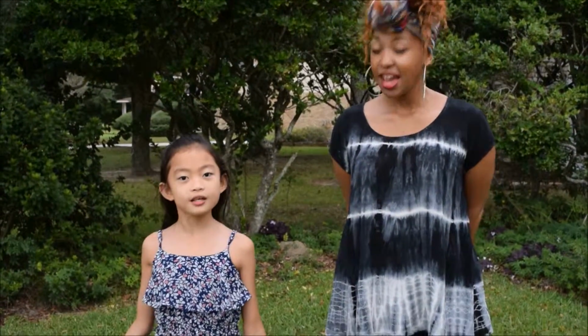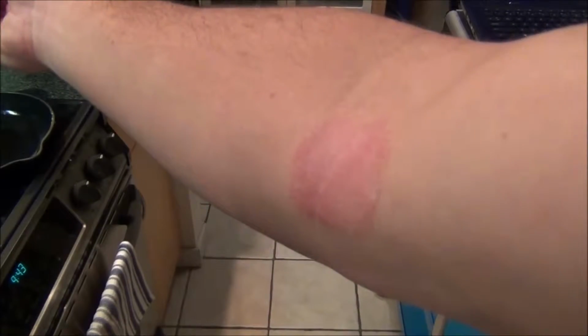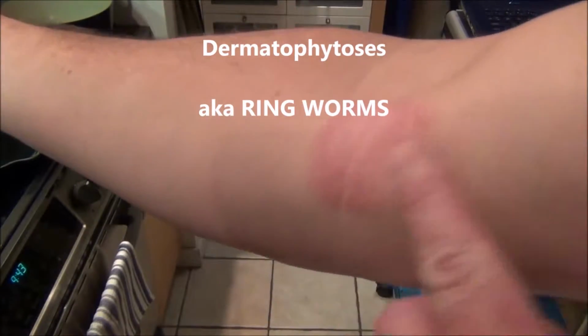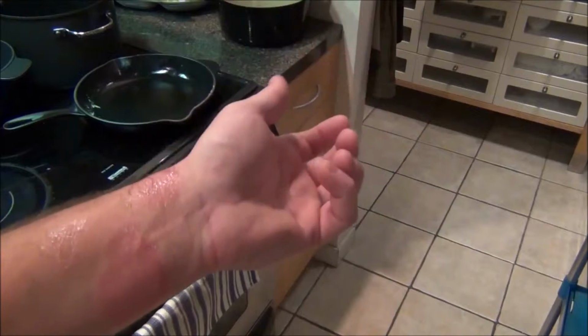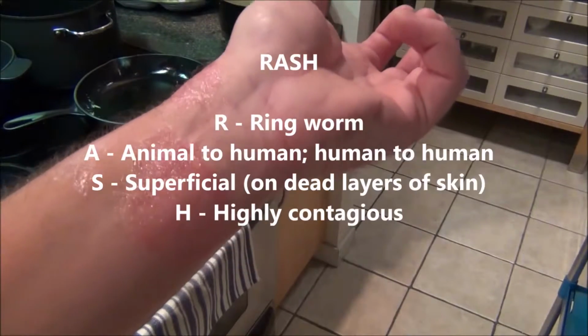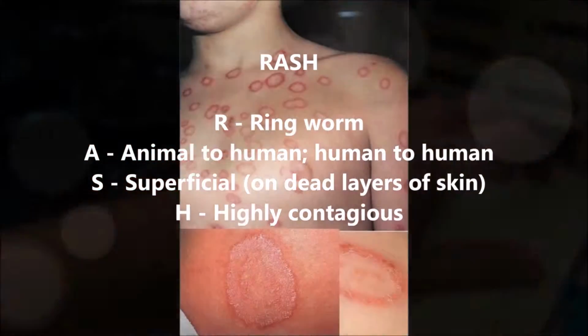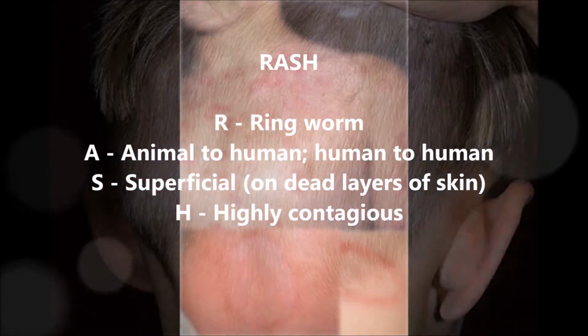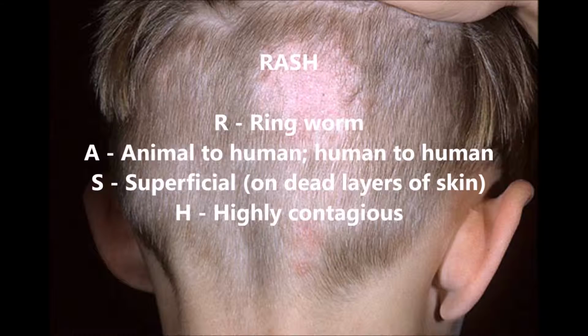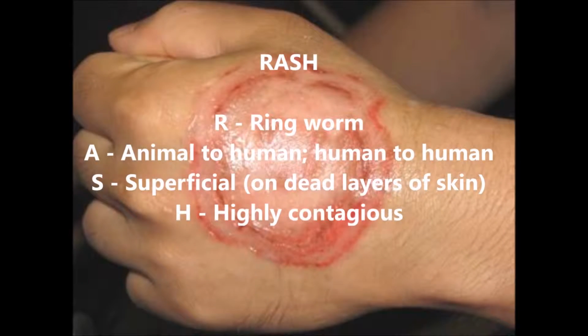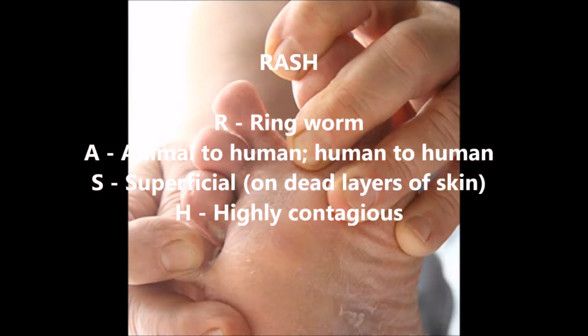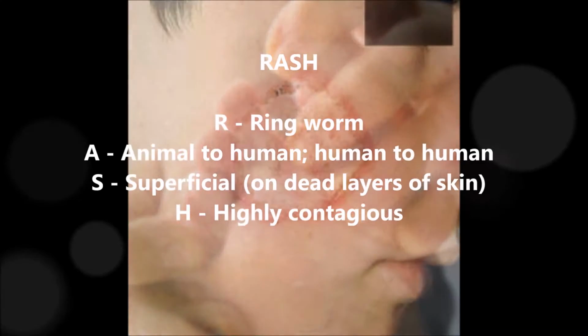So are you ready? I'm ready. So let's talk about dermatophytosis, aka ringworms. To help give you an idea, we've come up with RASH. R stands for ringworm. A stands for animal to human or human to human. S stands for superficial, on dead skin layers. H, highly contagious.